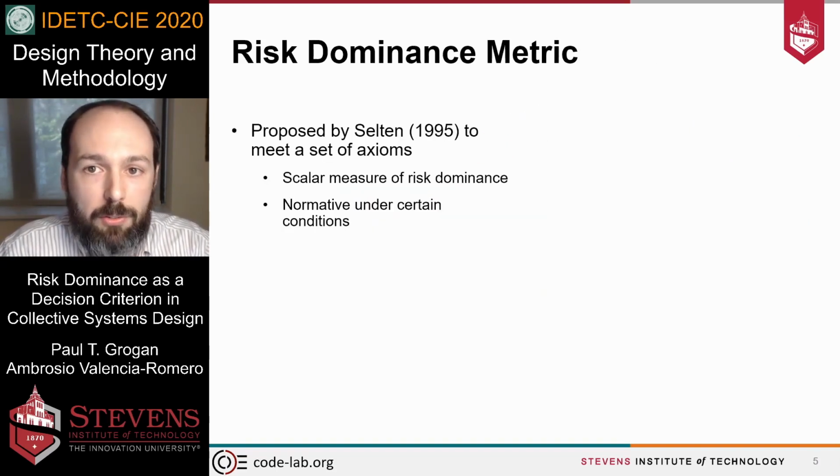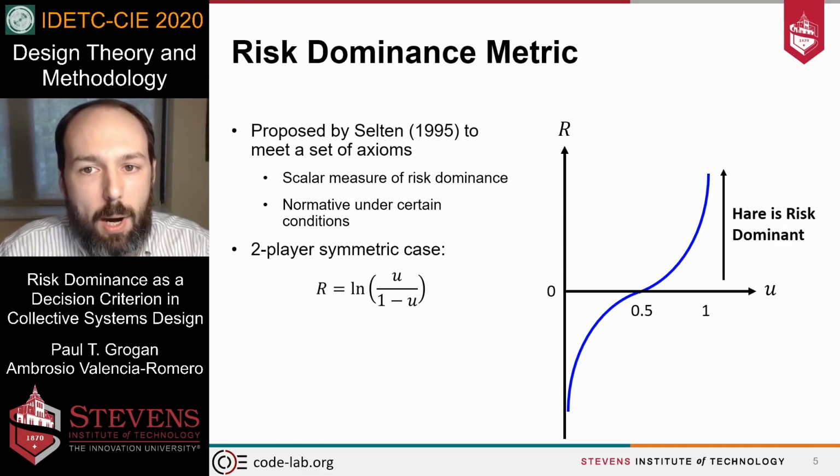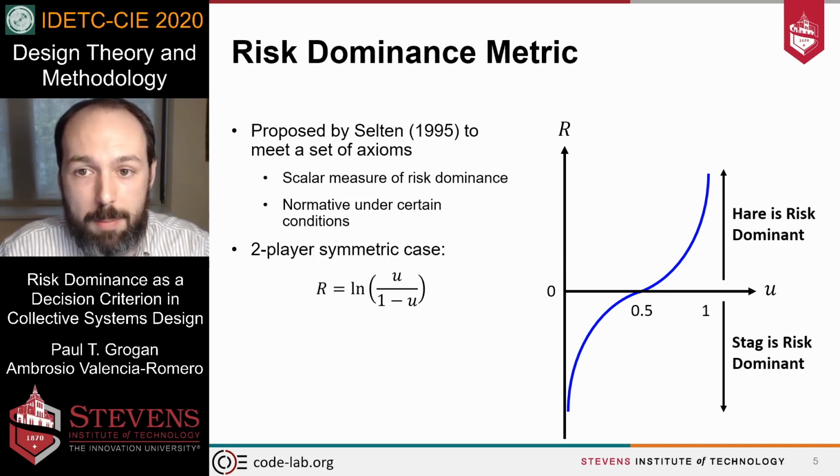Harsanyi and Selten formalized this risk dominance concept in a scalar measure in 1995. The measure indicates which of the two equilibria are considered risk dominant as a desirable property, similar to payoff dominance. And furthermore, this metric can be used for normative decisions under certain conditions. For a two-player symmetric case, as in the stag hunt example, it has a very simple form. It's essentially just the logit of the normalized deviation loss, where positive numbers indicate the hare hunting equilibrium is risk dominant, and negative values indicate the stag hunting equilibrium is risk dominant.